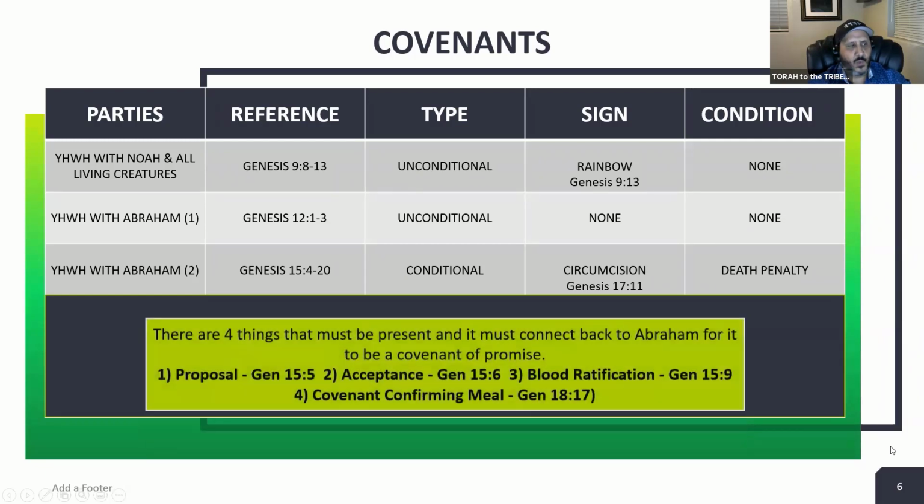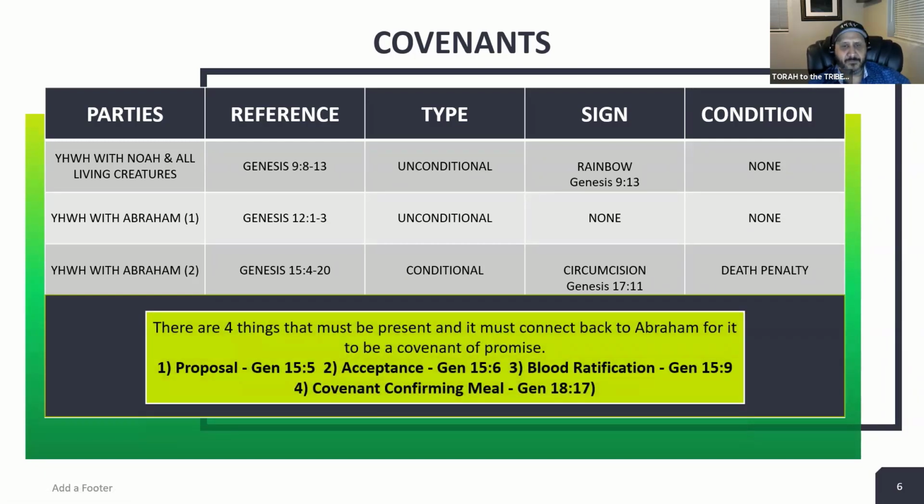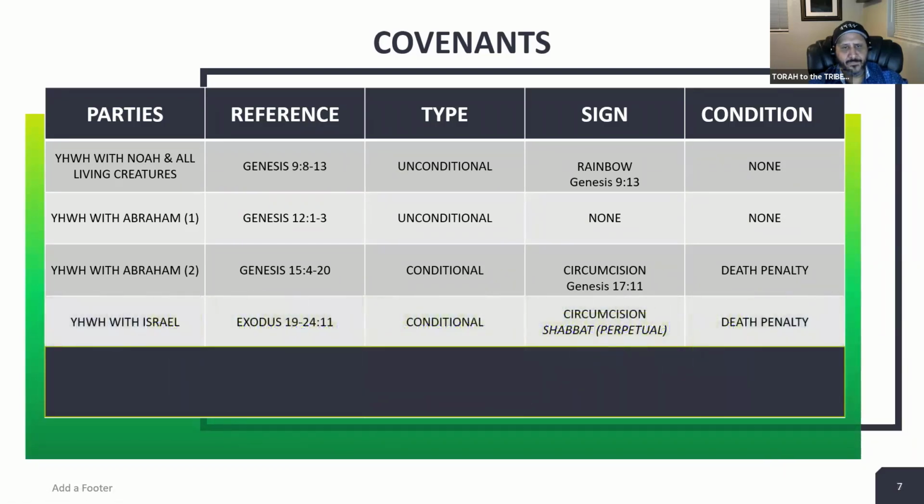All right. So here we have the proposal, the acceptance, blood ratification, and covenant confirming meal. And I took the liberty to write down the verses for you also. You can make notes if you need to. All right. So now we have the covenant promise made with Israel.